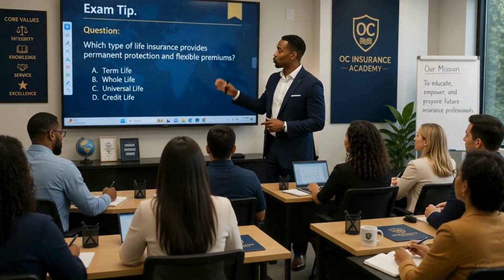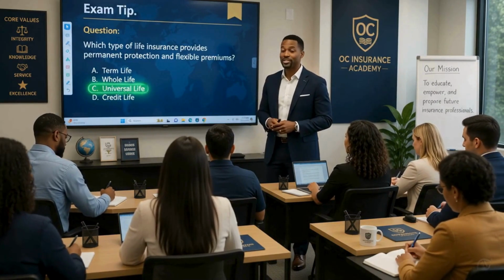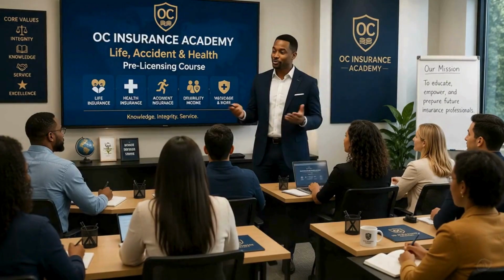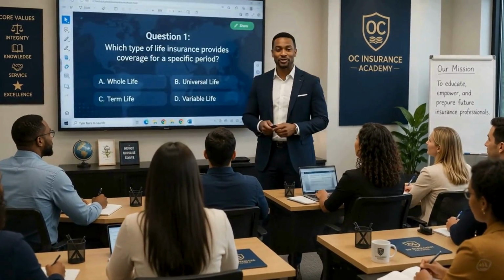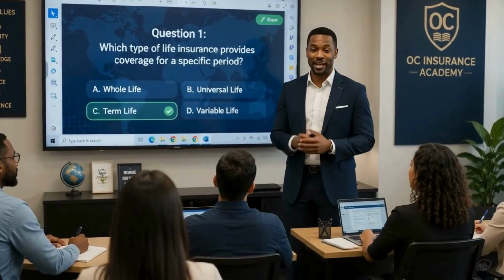Here's an important licensing exam tip. If a question asks which policy offers permanent coverage and flexible premiums, the correct answer is universal life insurance. Let's review our first question. Which type of life insurance provides coverage for a specific period? The correct answer is C, term life.